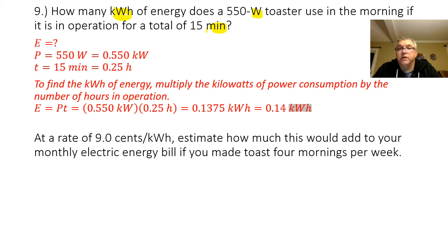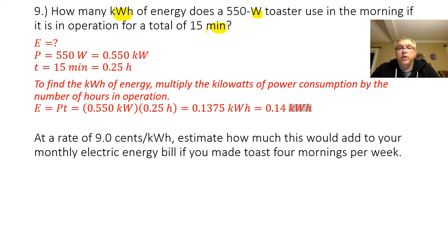It's really just about going from one unit to another. So in this problem, we went from watts and minutes to kilowatts and hours. For the second part of this problem, it says at a rate of 9 cents per kilowatt hour, estimate how much this would add to your monthly electric bill if you made toast 4 mornings per week. So what units are we starting with? What units are we ending with?